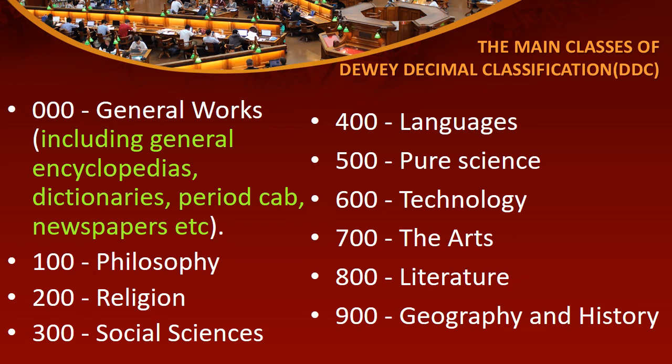Now, the main classes of Dewey Decimal Classification, which is called DDC, are 000 for general works, including general encyclopedia, dictionary, periodicals, newspaper, etc. 100 for philosophy, 200 for religion, 300 for social science, 400 for languages, 500 for pure science, 600 for technology, 700 for the arts, 800 for literature, and 900 for geography and history.